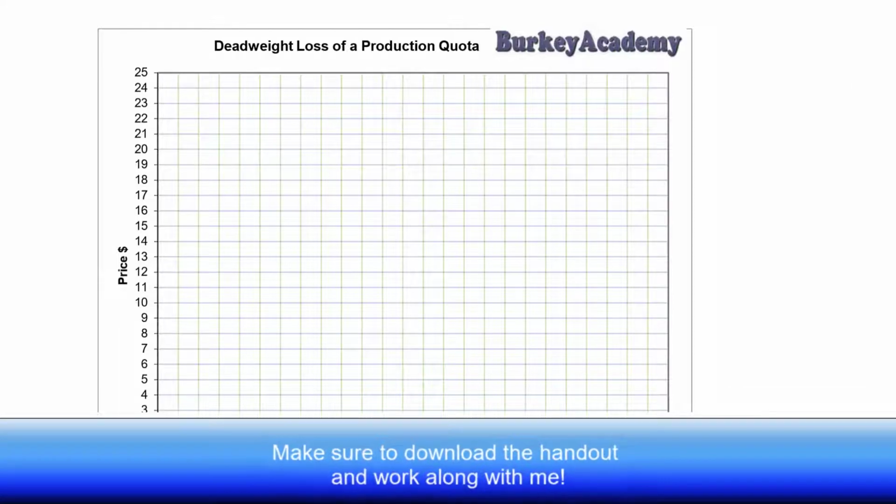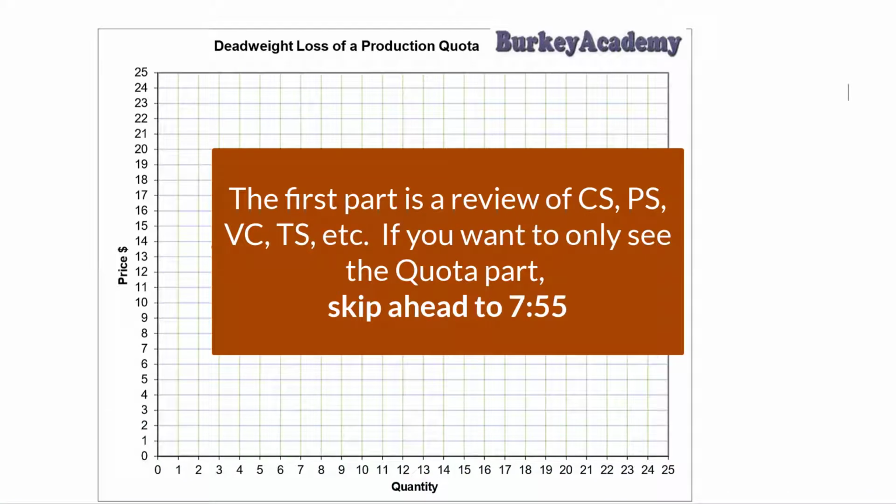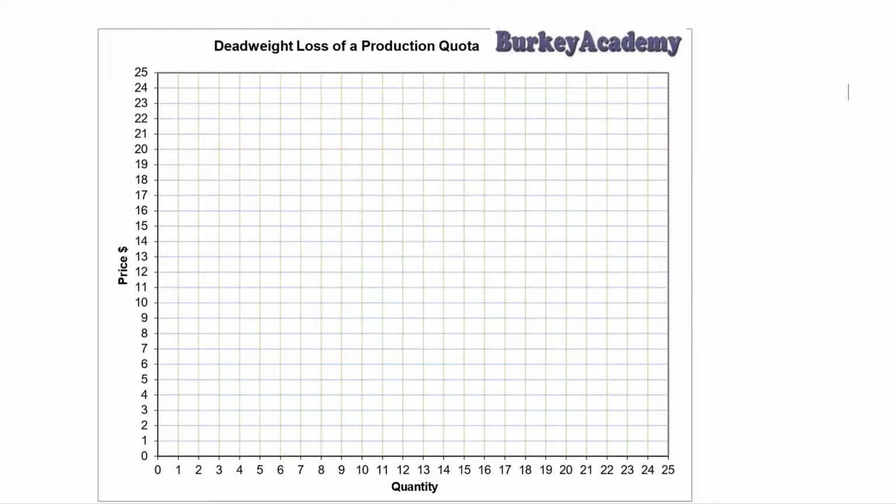Okay, let's go through and analyze the welfare effects of the government instituting a production quota. By welfare effects, we mean what happens to consumer and producer surplus, who is affected by how much, and how much deadweight loss is created. By production quota, we mean instead of allowing the equilibrium quantity to be produced by the market, for some reason the government has decided that we want the market to produce less. So they pass a law saying we can't produce that amount.